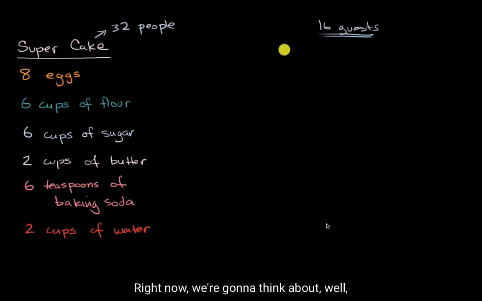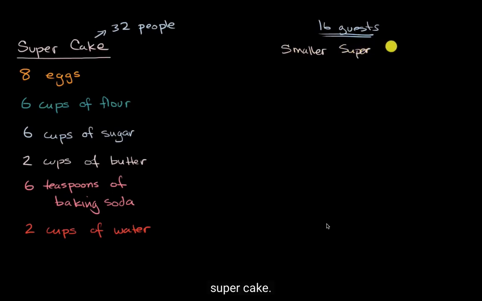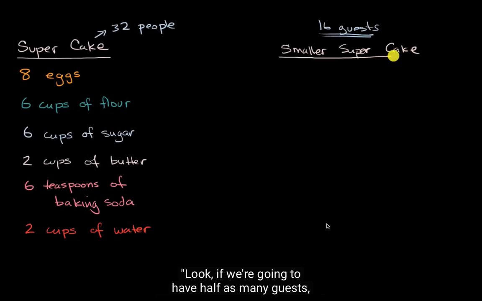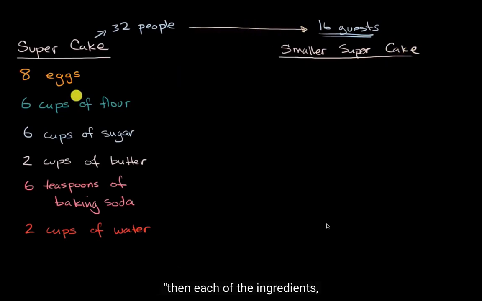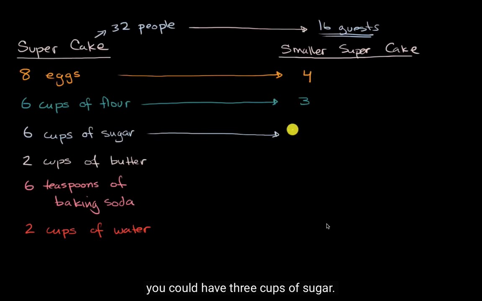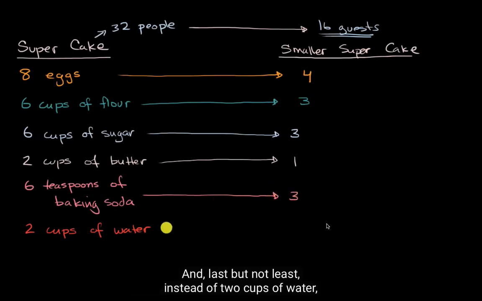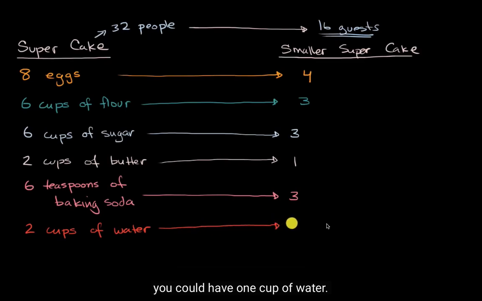All right, so now we're going to have a slightly smaller super cake. And you might have reasoned that if we're going to have half as many guests, then we should have half as much of each of the ingredients. And you would be right. Instead of 8 eggs for our smaller super cake, you could have 4 eggs. Instead of 6 cups of flour, you could have 3 cups of flour. Instead of 6 cups of sugar, 3 cups of sugar. I'm just taking half of each of these numbers. Instead of 2 cups of butter, 1 cup of butter. Instead of 6 teaspoons of baking soda, 3 teaspoons. And last but not least, instead of 2 cups of water, 1 cup of water.